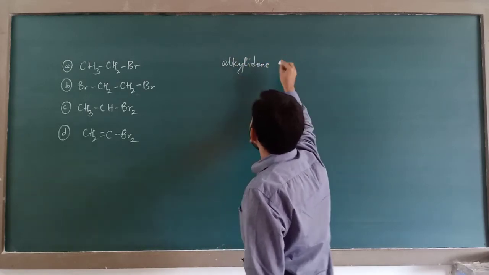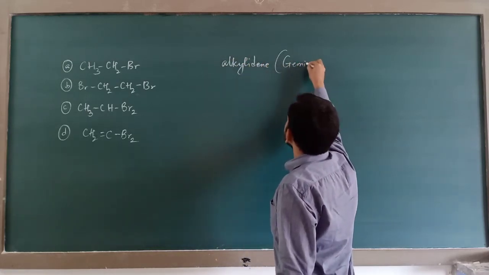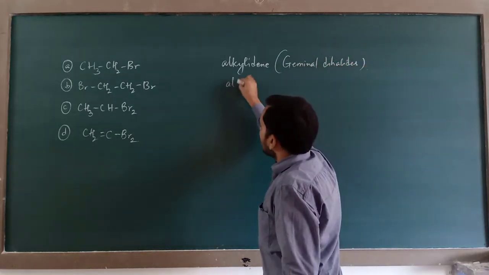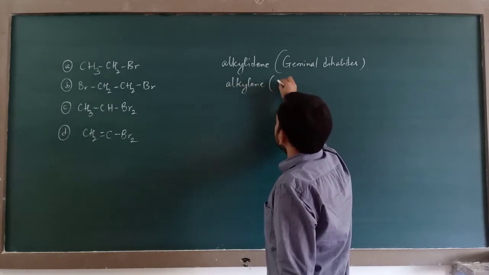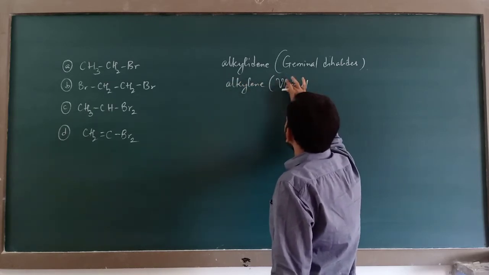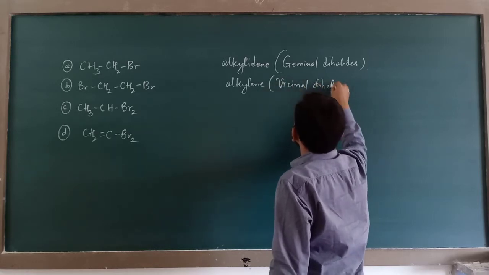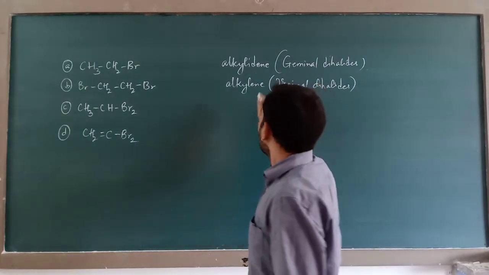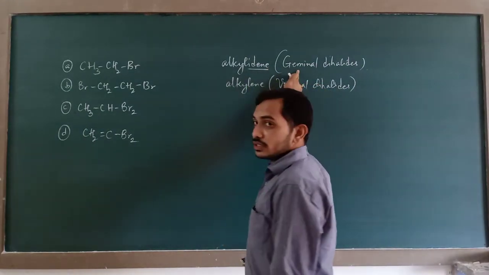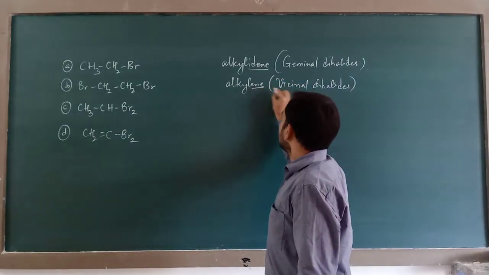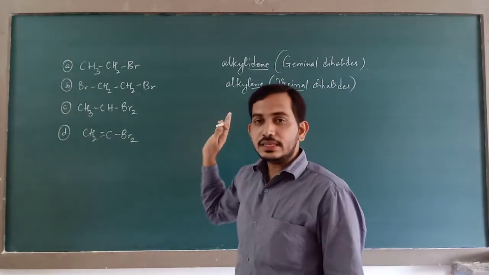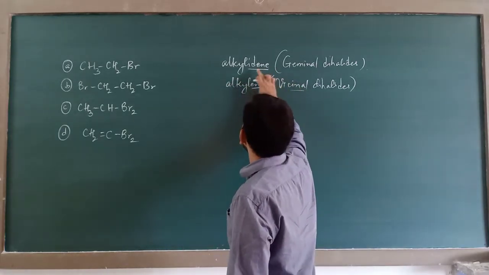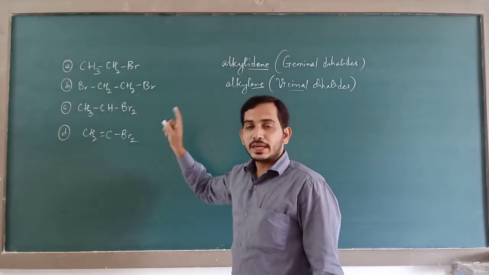Alkylidene stands for geminal dihalides. And alkylene stands for vicinal dihalides. So in nomenclature, if you are seeing idene, then it stands for geminal. If it is simply ene, then it is vicinal. So keeping this hint in mind, you can remember that whenever alkylidene appears, it is to be a geminal dihalide.